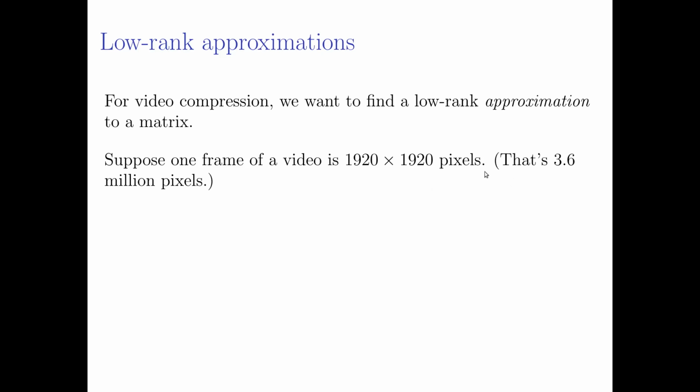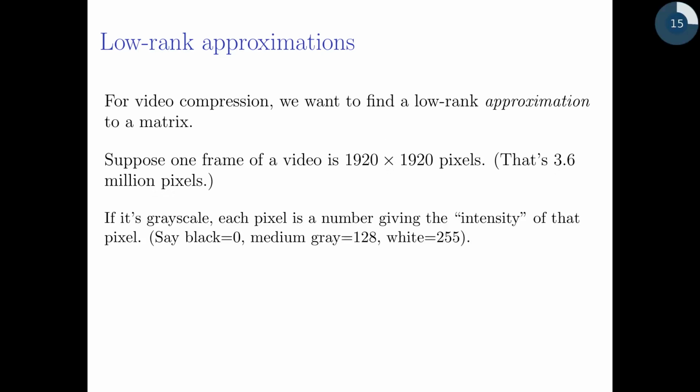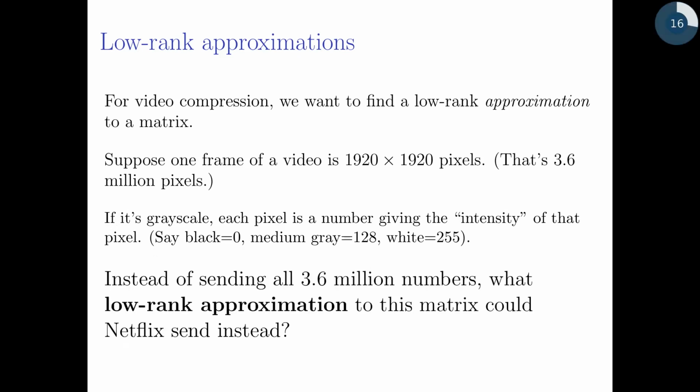All right, now if you crunch the math on this, you'll realize that's 3.6 million pixels, okay? That's a lot of pixels to send you for 1/30th of a second. Let's say we're doing it in grayscale, so each pixel is going to be like a byte, right? And a byte can hold up to 256 different values, as you'll remember from All the Math Volume 1. So the question we want to ask is, instead of sending all 3.6 million numbers for this 1/30th of a second frame, can we send a low-rank approximation to this matrix instead?